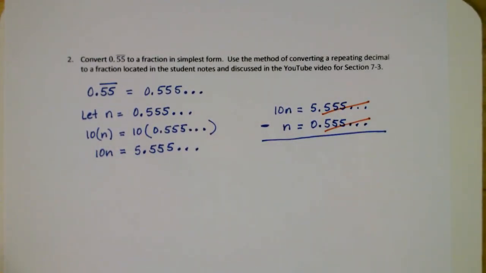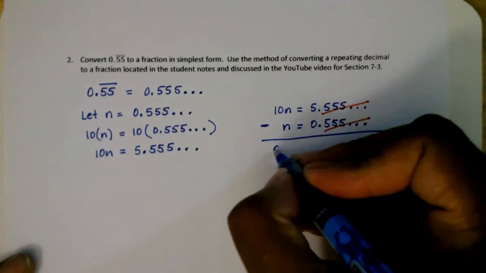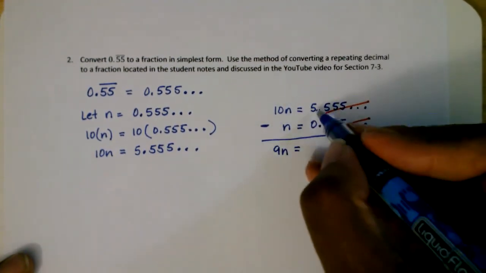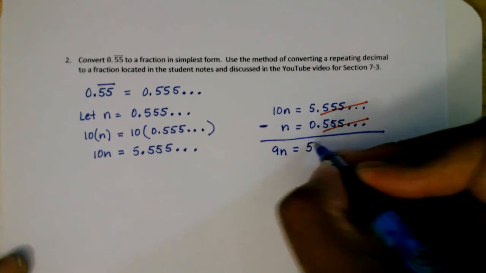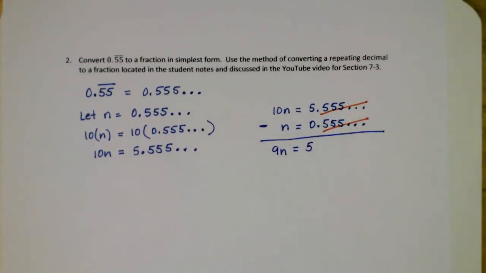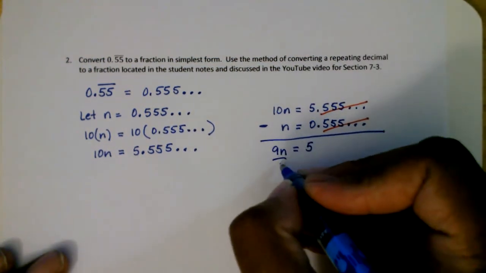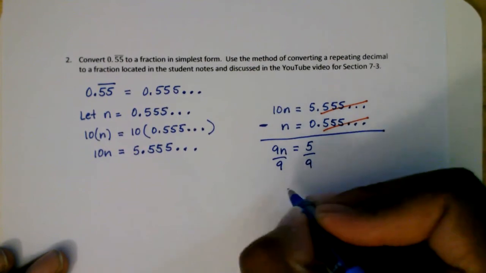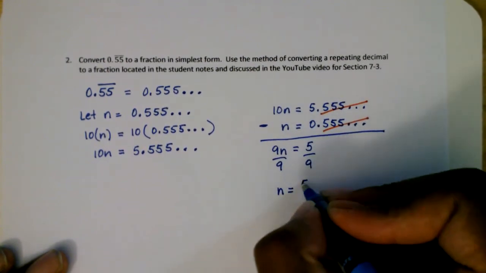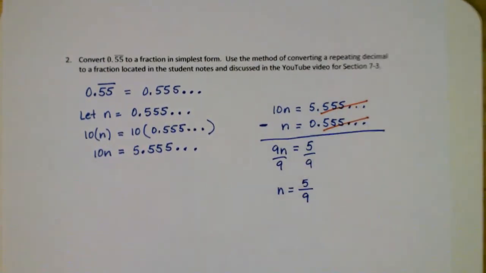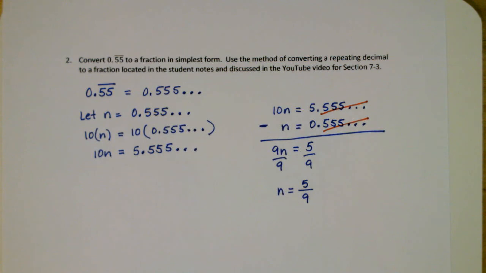Now on the left side, 10n minus 1n is going to be 9n. That's equal to 5 minus 0, which is 5. Again, the repeating part is gone. So I have 9n is equal to 5. Then divide both sides by 9. That will mean n is equal to 5/9. So 0.55 repeating as a fraction in simplest form will be 5/9.